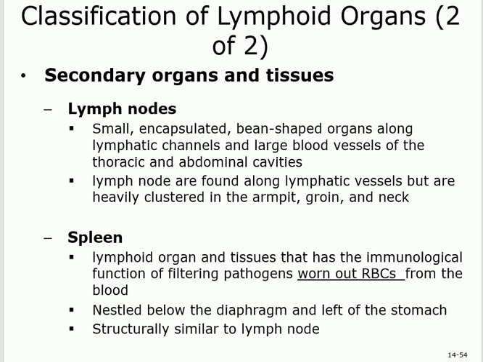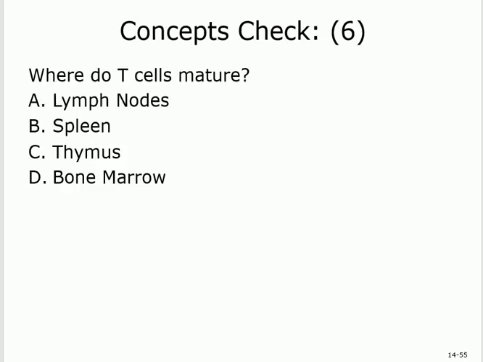Spleen, on the other hand, is also a secondary organ, and the function of the spleen is to filter pathogens and worn out red blood cells. So what's the function of the spleen? Filter two things. What is it filtering? Pathogens and worn out red blood cells, like aged red blood cells. After 120 days, you take them out of the circulation. Okay? It's kind of similar to the lymph nodes, but this is its function.